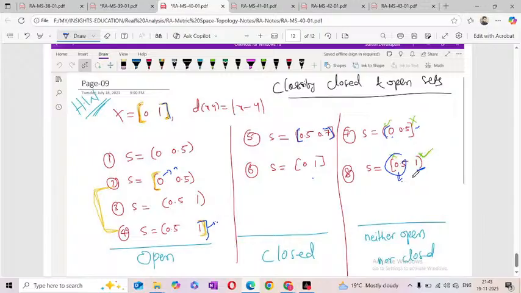Sir, the fourth one is open, sir. Yes, the second one and the fourth one are both open, because our set X starts from 0 to 1 only.